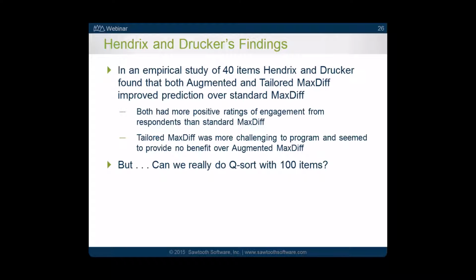But I think of this as sort of a halfway solution. You know, maybe it works with 40 items, but I've never successfully gotten respondents to do a Q-sort with 100 items. So I don't think it's a solution to a really big number of items. I think it's a solution to a kind of big number of items.